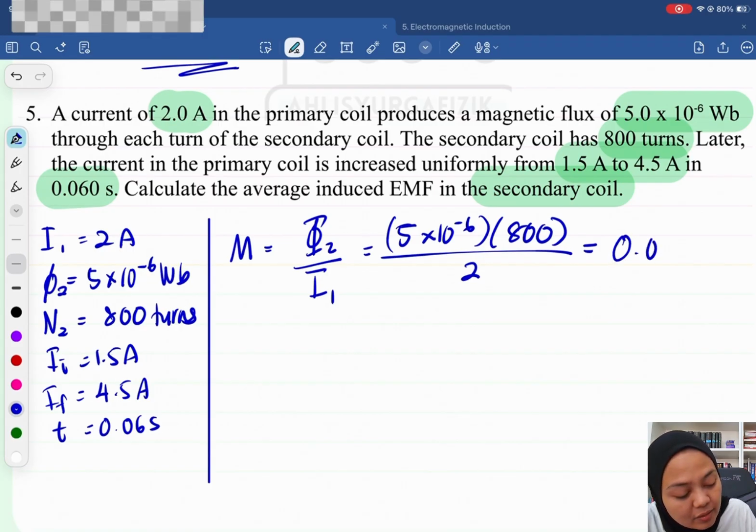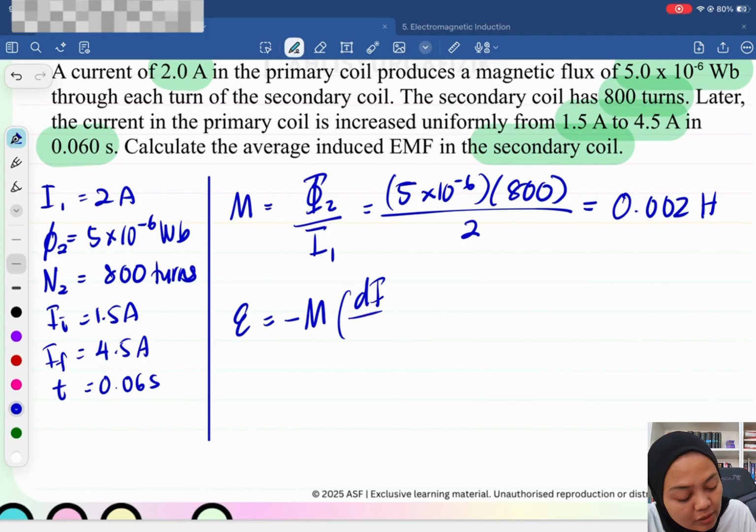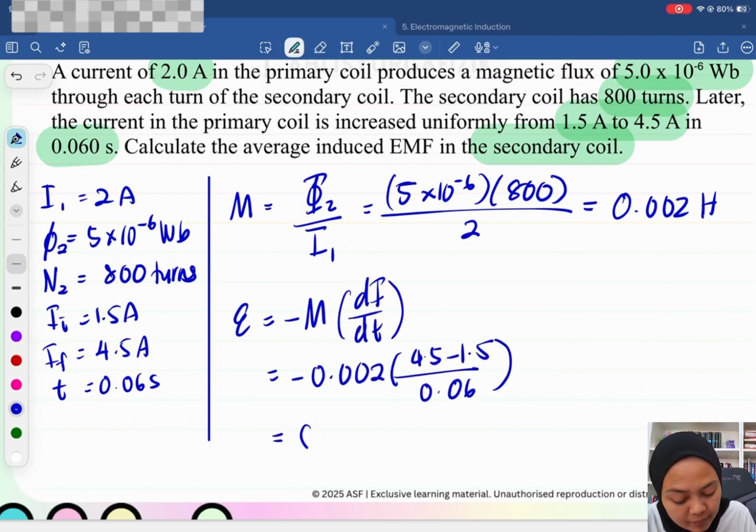The answer for this is 0.002 Henry. Now that we got our mutual inductance, let's find the induced EMF. Change in current. So the answer is 0.1 volt.